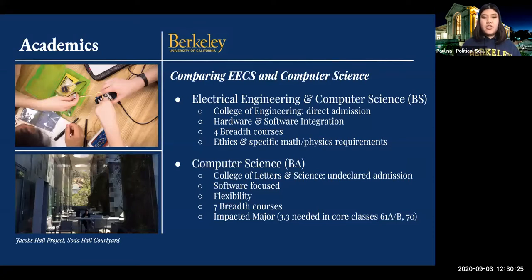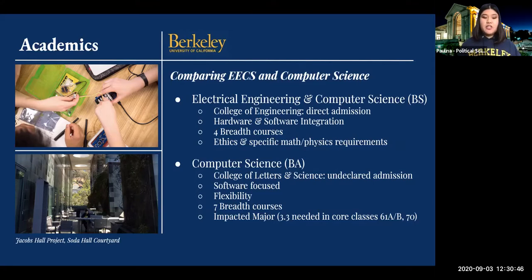As far as the major, it is direct admission, so you will apply directly into the major for electrical engineering versus in the College of Letters and Sciences, you will just apply undeclared and then later declare your major once you have fulfilled those requirements. So I definitely say it's more specific in that sense.